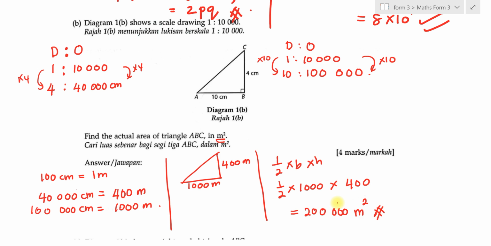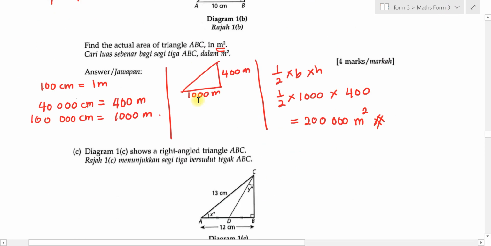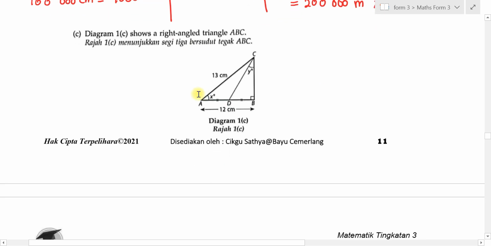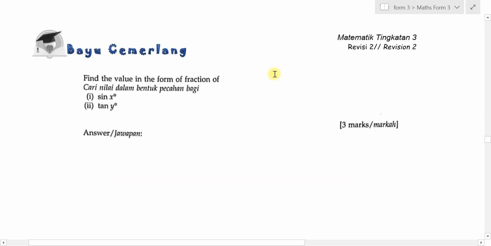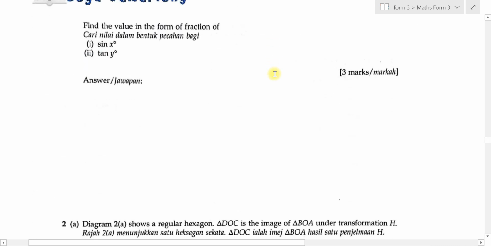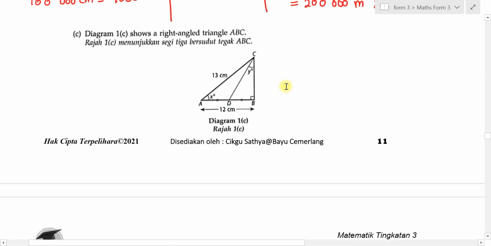Then, sir. Done. Okay. Next question. Question C. Diagram 1 shows a right angle triangle ABC. Find the value of sine x and tangent y.